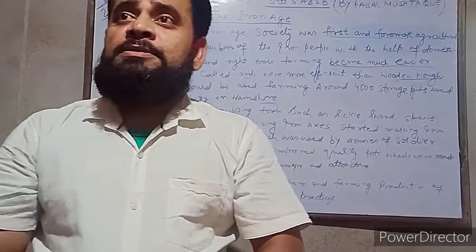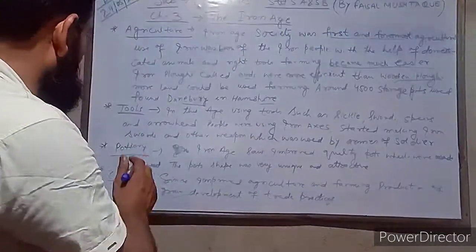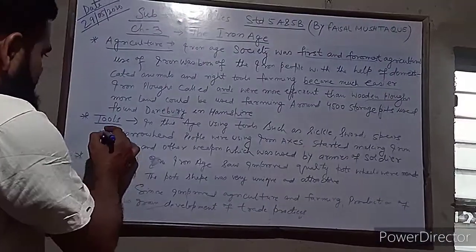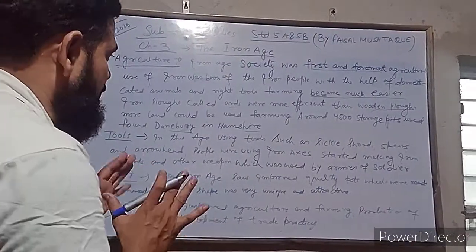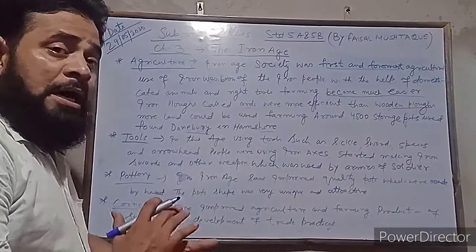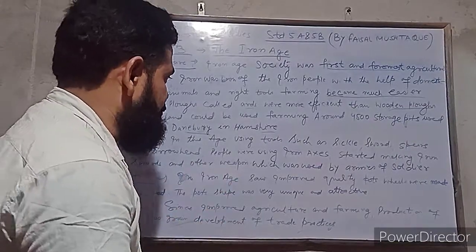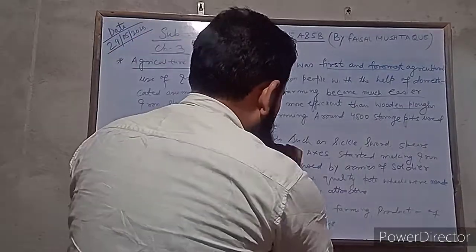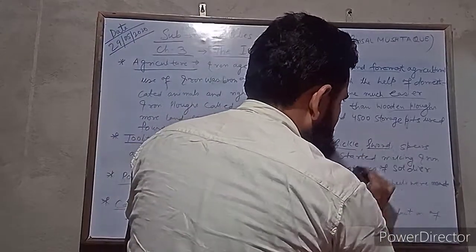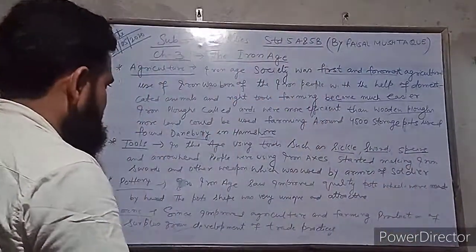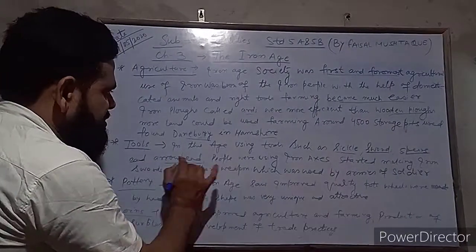So next, tools. The next point is tools. So students, in this age, the Iron Age people used a number of tools such as sickles, swords, spears and arrowheads.